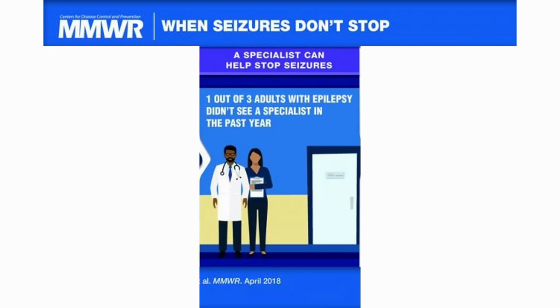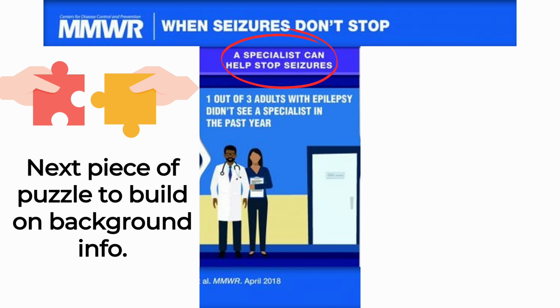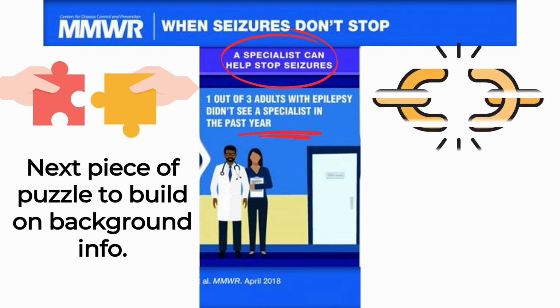Now, in the middle, a specialist can stop seizures. This is the next piece of the puzzle that builds on the background information. They've told us the context of this work from that section title on the left, Epilepsy is Common, and now they're telling us something specific from the report. And here they've used statistics slightly differently. So this statistic is highlighting an issue or a disconnect.